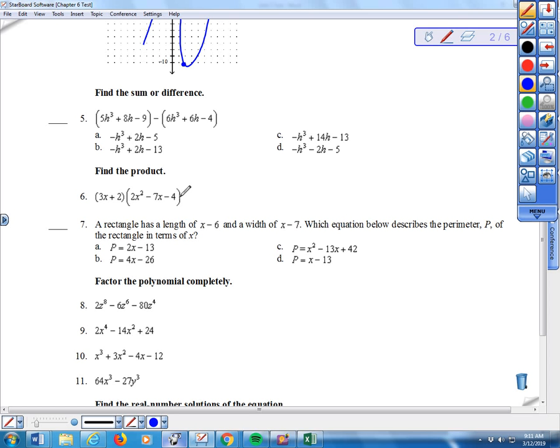5h cubed minus 6h cubed is negative h cubed. 8h minus 6h is 2h. And negative 9 plus 4 is negative 5. Here we are. A.